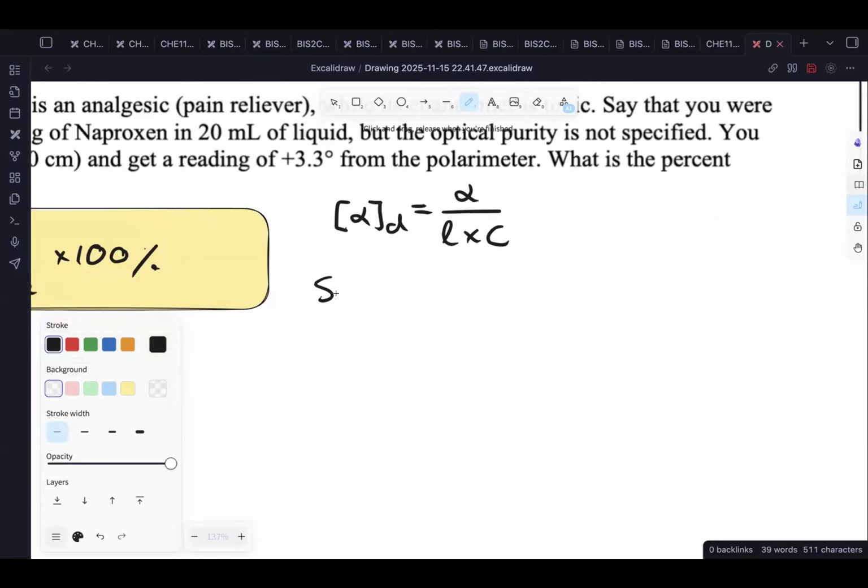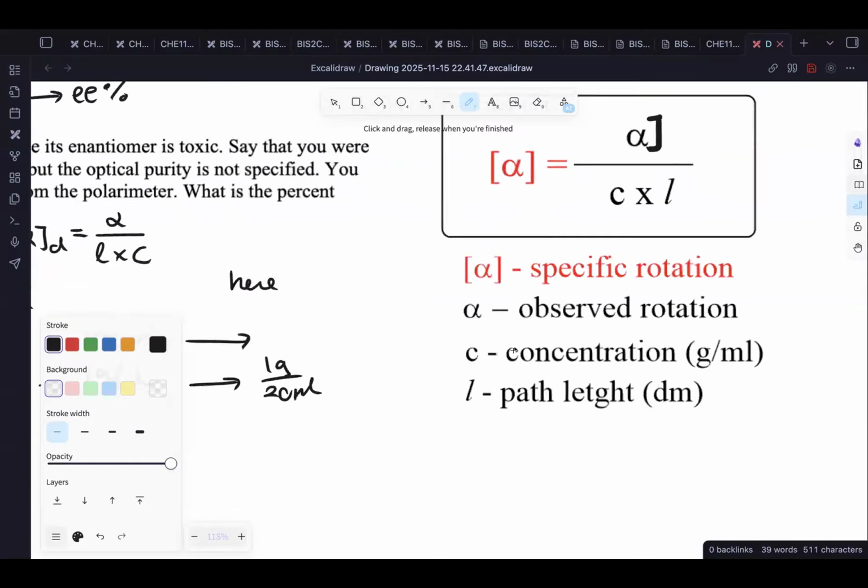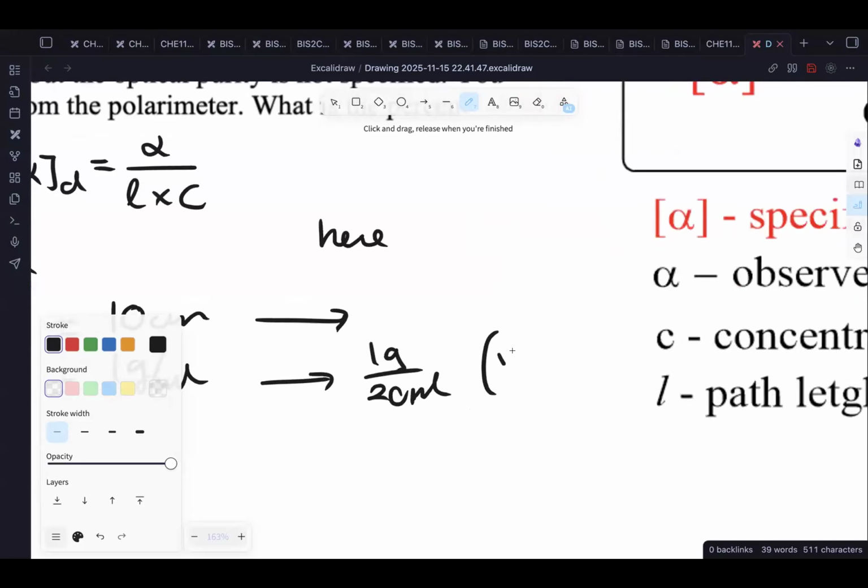So standard conditions for L is what, 10 centimeters. And in this problem, it's the same, so there's no change. But the concentration is usually 1 gram per milliliter. But here, it's 1 gram per 20 milliliters. What that means is we have a factor change of 20. So that means it's times 1 over 20. Okay.